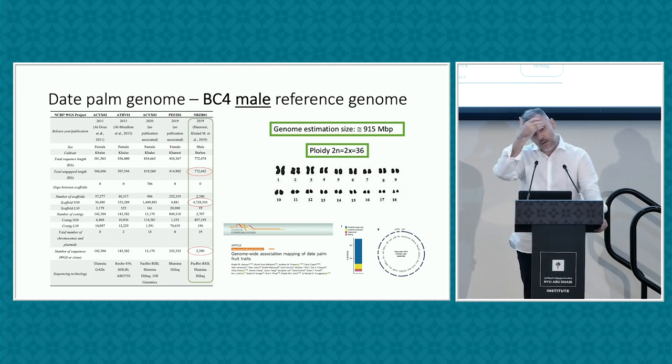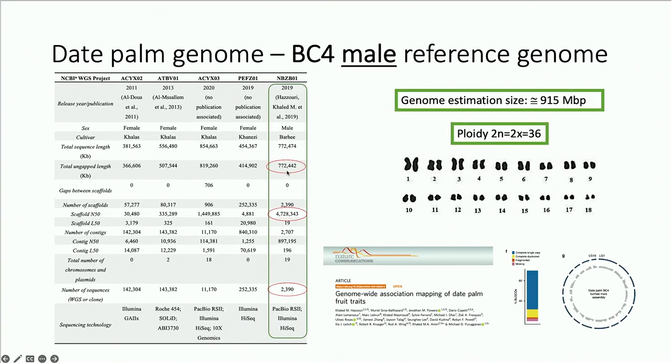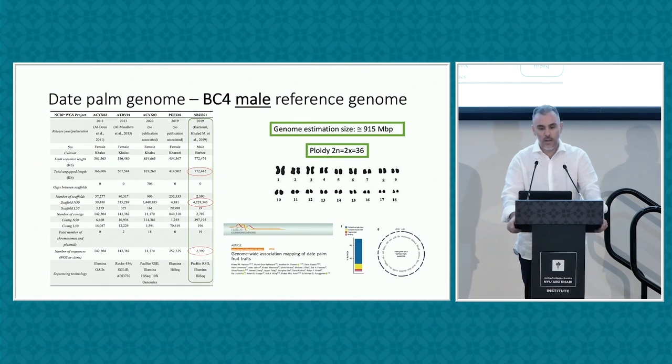We used for the first time long reads to do a better genome, and we were able to deliver to the community a new genome that was quite good and was covering about 75% of the whole genome of date palm, and the N50 back at the time was about 5 megabases, and so we are talking about a genome that is not too large.